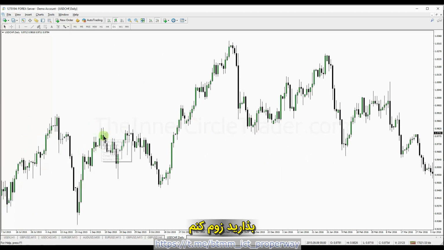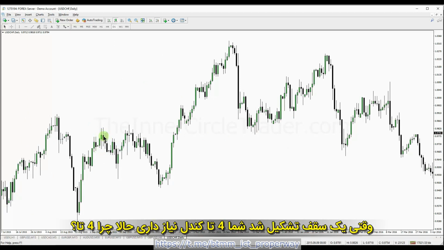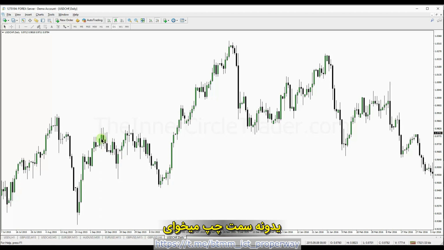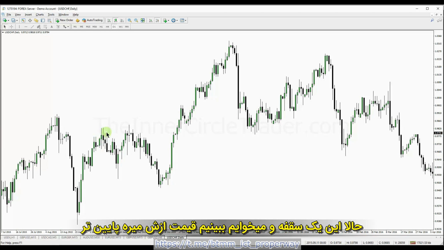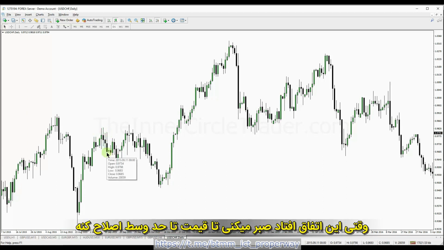Once you see a high form, you need 4 candles. Why 4 candles? You need to have 1 candle to the left, 1 candle in the center, the highest one, then a lower candle to the right. That's a swing high, and then you got to see price go lower. When that happens, you start waiting for price to retrace back to equilibrium.